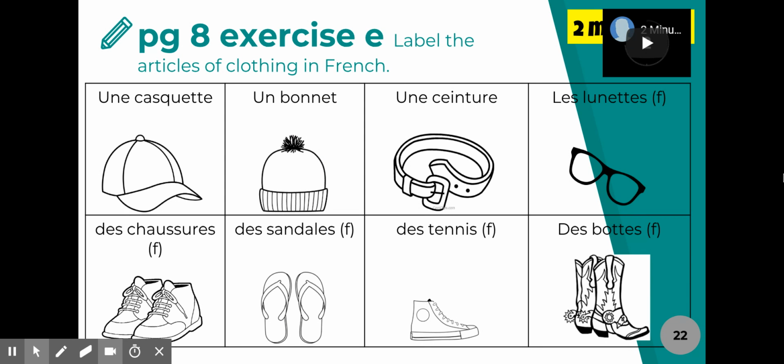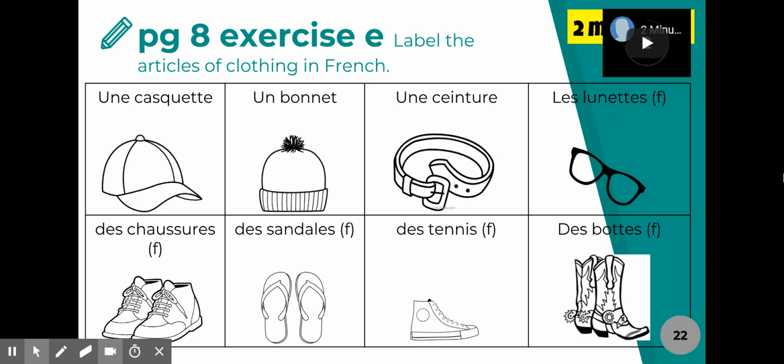OK. Ouvrez vos paquets, s'il vous plaît. Ouvrez vos paquets et tournez à la page 8, exercice E. Okay, on this page, you're going to see a lot of articles of clothing. You need to label these in French. You're going to have about 2 minutes on this slide and 3 minutes on the next slide. And I was even nice this time, and I think these are all in order.